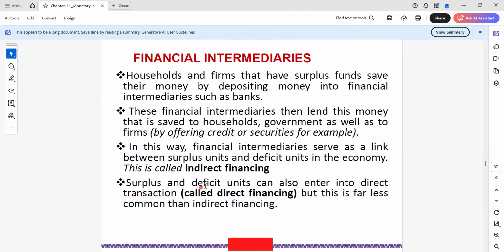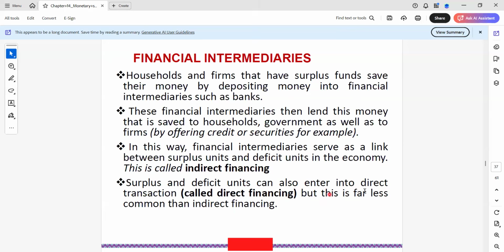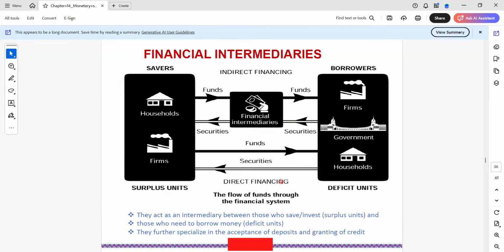They're saying that here, surplus and deficit units can also enter into direct transactions. So the surplus unit and the deficit unit, those who want to save, who have surplus money, and those who do not, can also enter into direct financing. But this is far less common than indirect financing. They're saying that direct financing is not common compared to indirect, because most people, if they want to borrow money, usually go to banks.